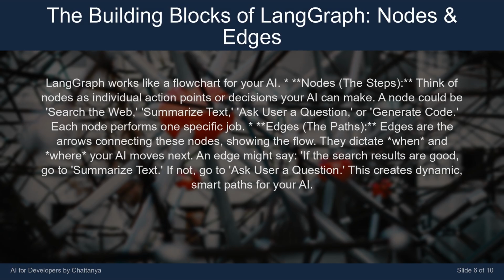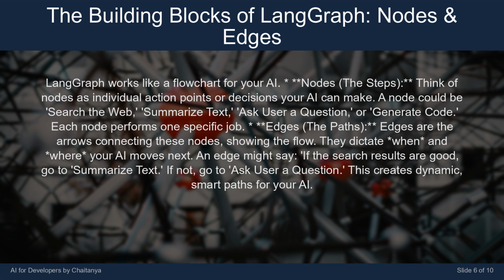LangGraph works like a flowchart for your AI. Nodes: the steps. Think of nodes as individual action points or decisions your AI can make. A node could be search the web, summarize text, ask user a question, or generate code. Each node performs one specific job.